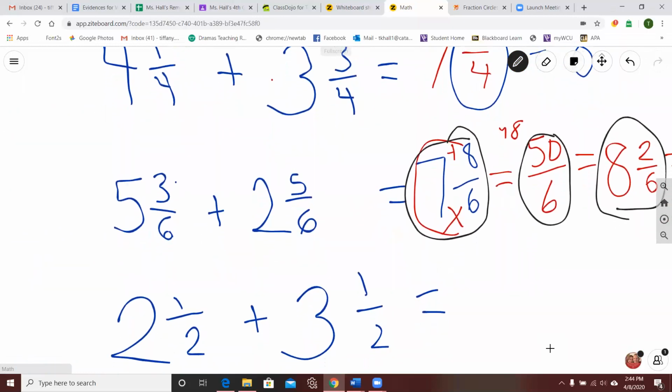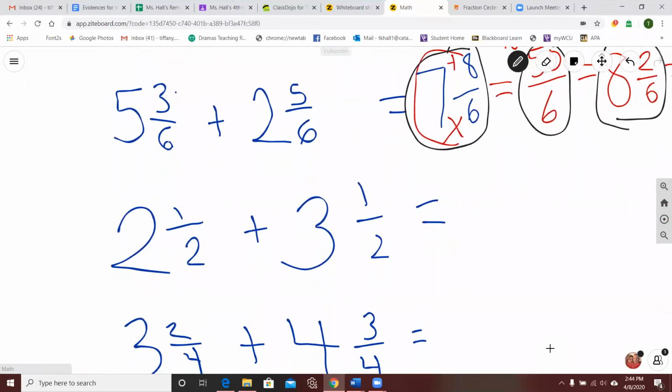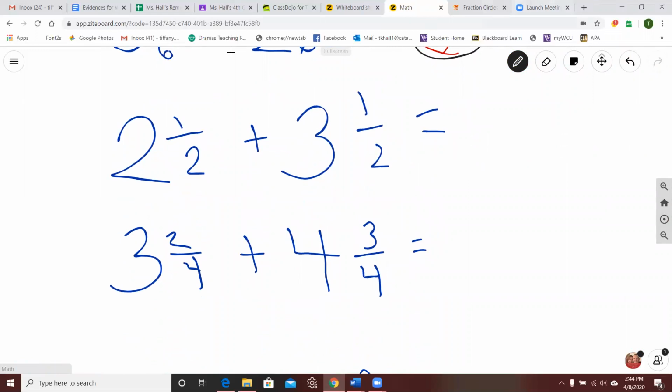All right, look at this one. 2 1/2 plus 3 1/2. 2 plus 3 is 5. 1/2 plus 1/2 is 2/2. My denominator is 2. Okay, remember what I told you, that 2 over 2 means it's a whole. So 5 plus that whole is what? Good, it's 6.